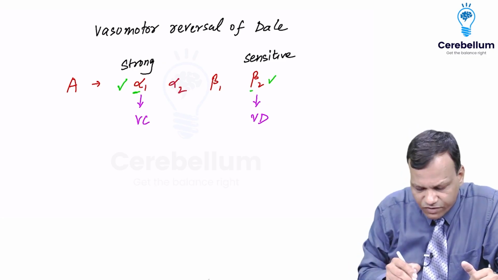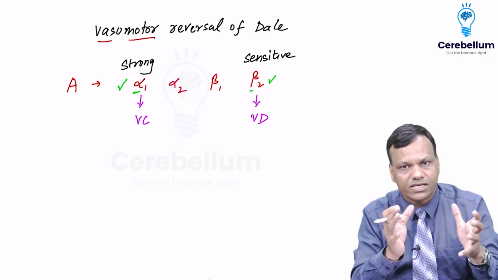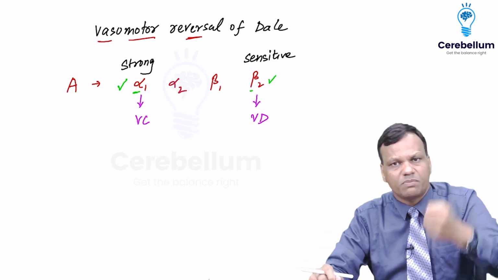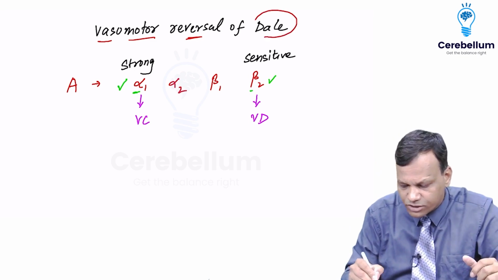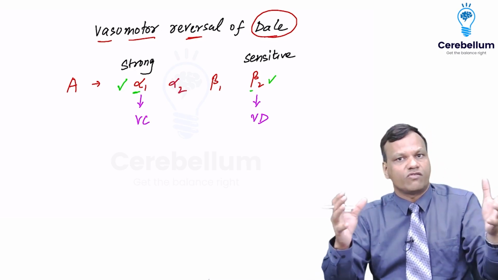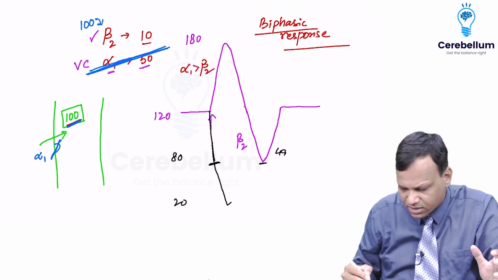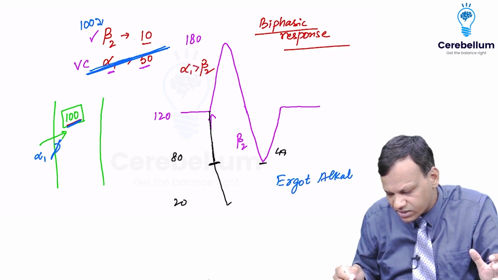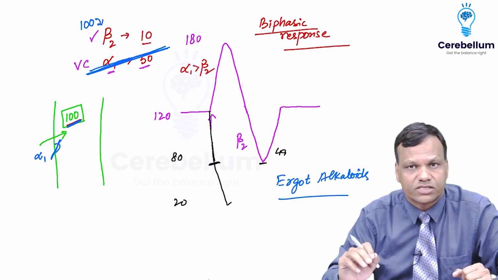The name tells: vasomotor means blood vessel, muscle of blood vessel. Reversal, action is reversed. We were expecting vasoconstriction, BP will increase, but BP has reduced. It was first noted by the scientist Henry Dale, so it is called vasomotor reversal of Dale. And this was noted particularly with alpha blockers, specifically with ergot alkaloids. Ergot alkaloids were the first drugs given with adrenaline when we noted that there is vasomotor reversal of Dale.